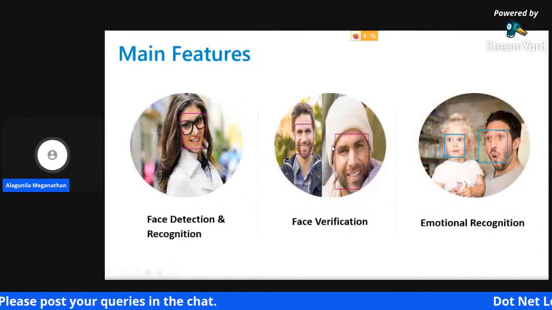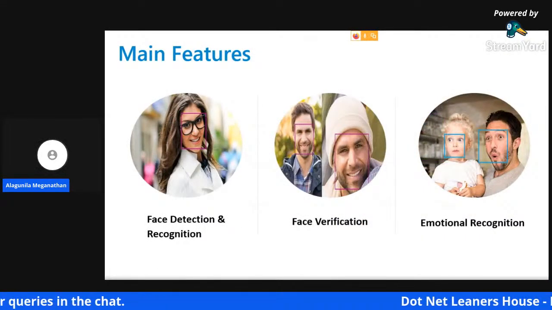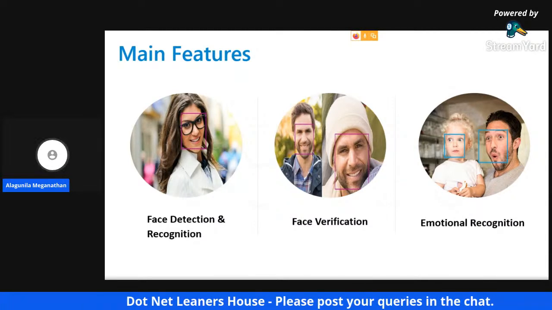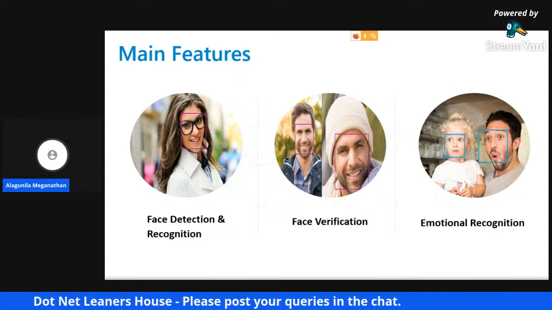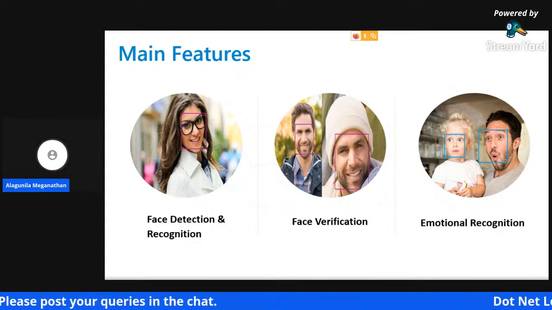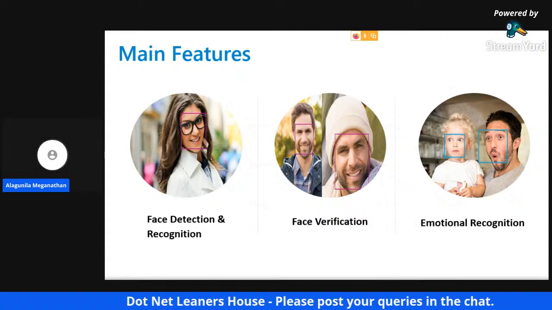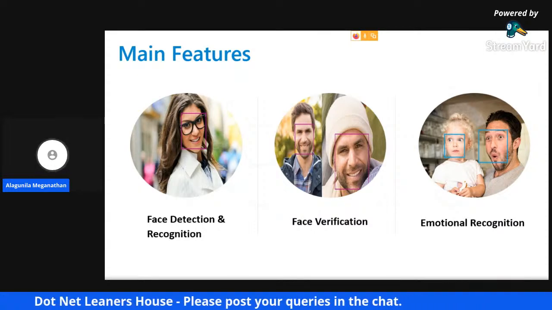These are some of the main features of the Face API: face detection and recognition. In face detection, the system identifies the human faces in digital images, which are the source. And then we can easily do face verification, where we can compare such faces.